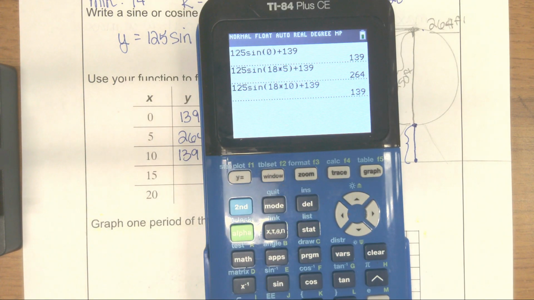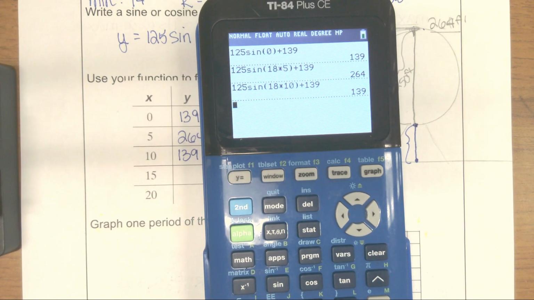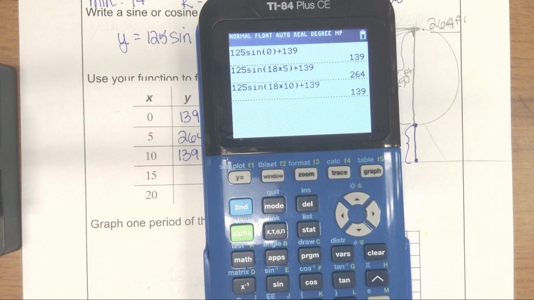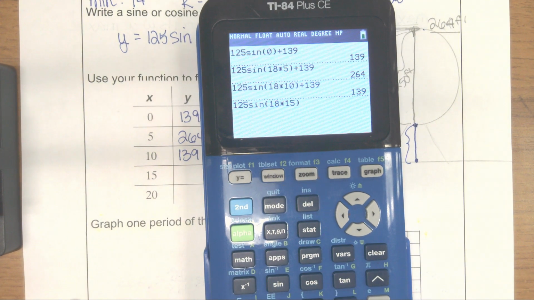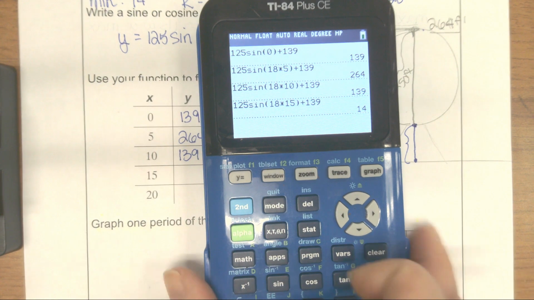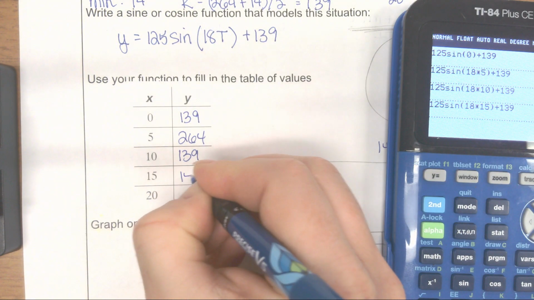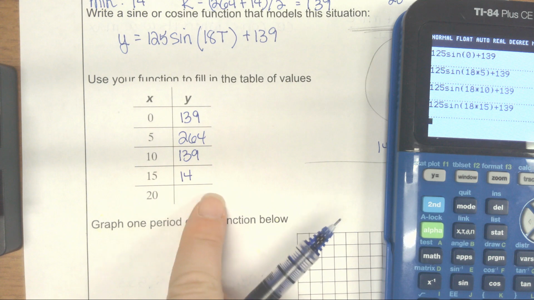Let's see. It started in the middle, went to its max, went to the middle. Where's it going to go next? Should go down to its bottom, but let's check. 125 sine of 18 times 15 goes down to 14, like some of us predicted. And I don't even need to put this back in. It's now then going to come back to the middle.